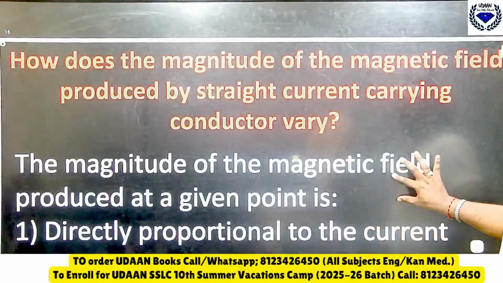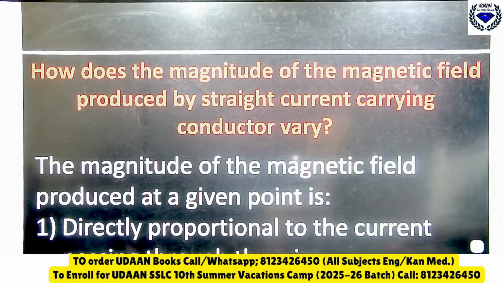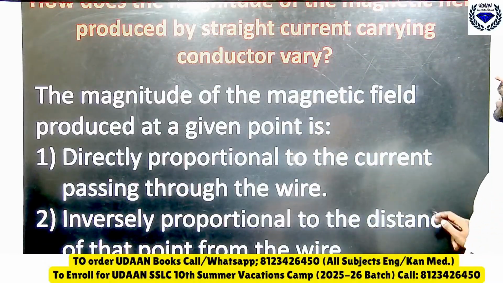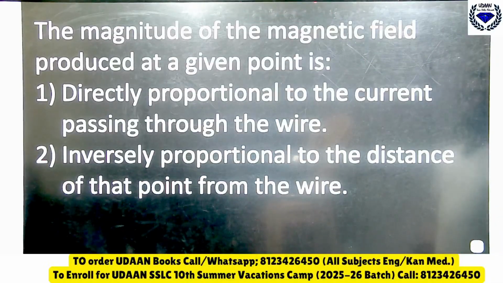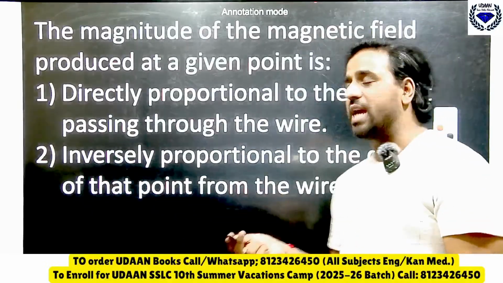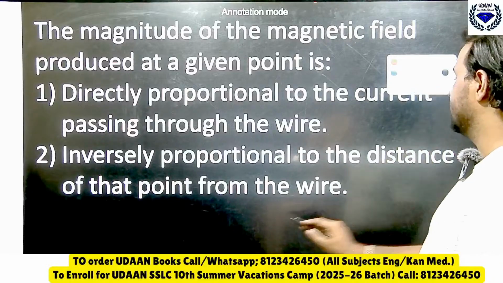Then how does the magnitude of a magnetic field produced by a straight current carrying conductor vary? See, the magnitude of a magnetic field produced at a given point is directly proportional to the current through the wire. That means the more current you pass, the more magnetic field is produced. Remember, more the current, more the magnetic field.